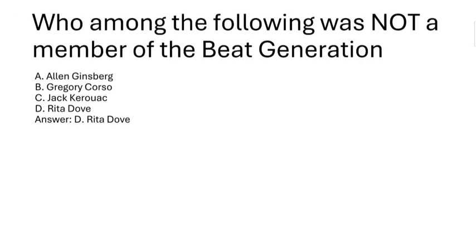Option A, Allen Ginsberg. Allen Ginsberg was a key figure in the Beat Generation. His poem Howl is one of the most famous works associated with the movement, which challenged societal norms and explored themes of freedom and rebellion. Next, option B is Gregory Corso. Gregory Corso was a prominent member of the Beat Generation, known for his poetry that often focused on personal freedom, spiritual exploration, and critique of modern society. Option C, Jack Kerouac. Jack Kerouac is considered the father of the Beat Generation, best known for his novel On the Road, which embodied the religious spirit and non-conformity of the Beat movement.